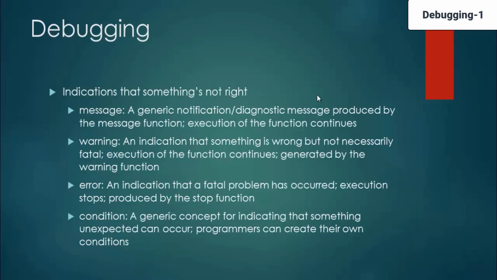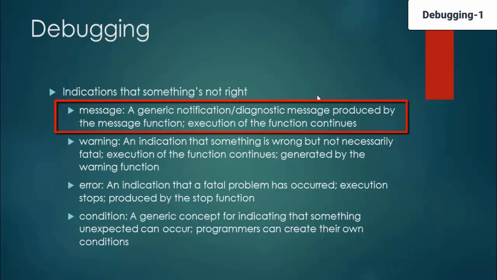So what is debugging? Like I said, it is the process of identifying a bug. What is a bug? It is some sort of indication that something's not right with your code. It may be an error in the syntax, an error in the semantics, or errors in the declaration of variables, it can be anything. So how can you indicate there is something wrong with your code? You can use message. Message is a notification or a diagnostic message which is produced by the message function which is available in R. If there is any error, you can use this message function to indicate that something is wrong.